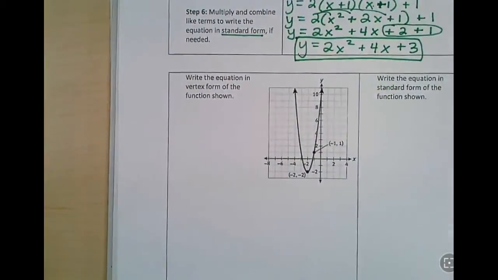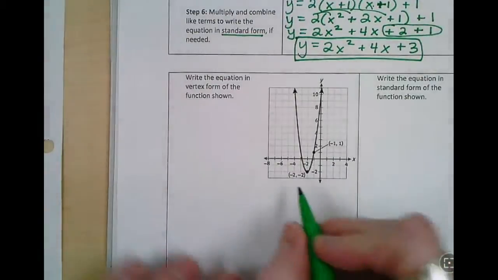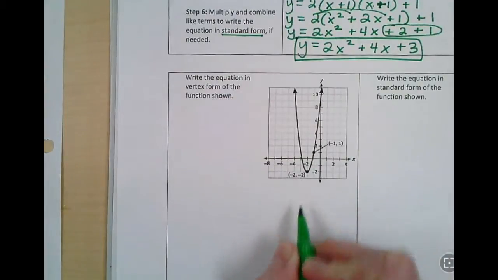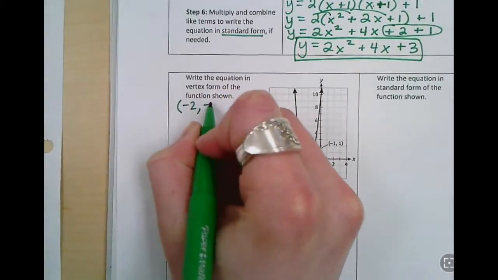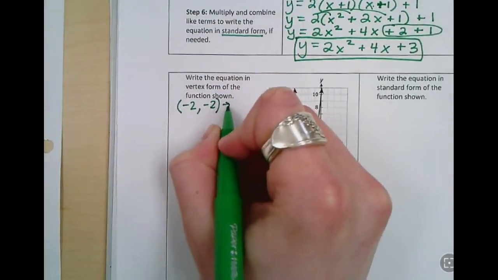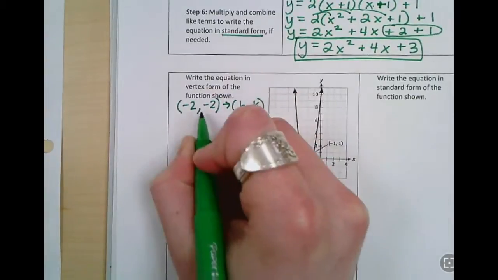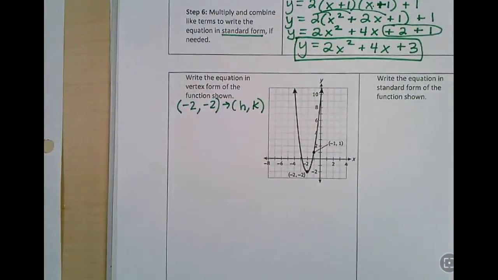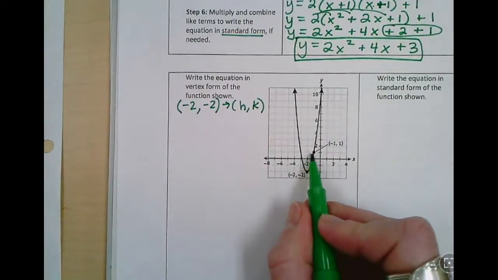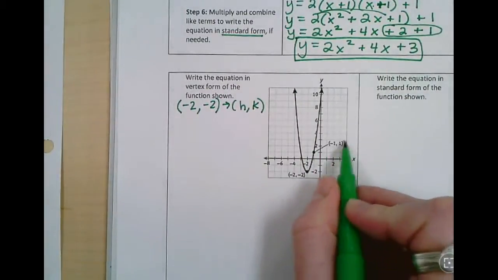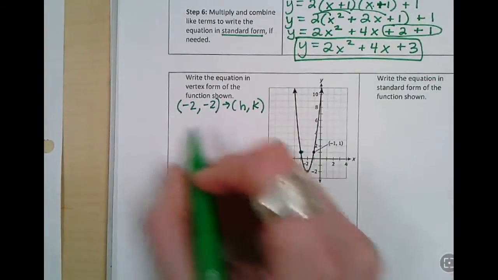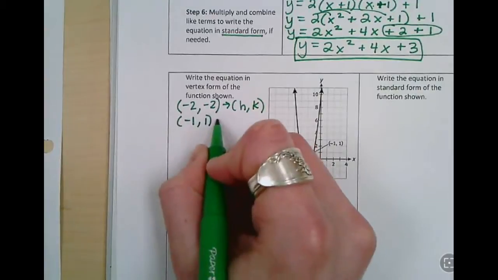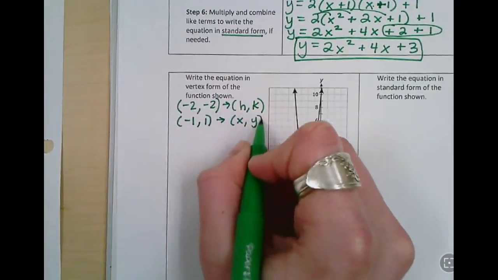Write the equation in vertex form of the function shown. All right, so here I have labeled for you the vertex. So the vertex in this case is -2, -2, which is our h and k. It makes it easy if you label these things together. Another point, you can pick any perfect point on this graph, but the one I do have labeled here, or you can always use the symmetric points, but I have -1, +1, which is my x and my y.